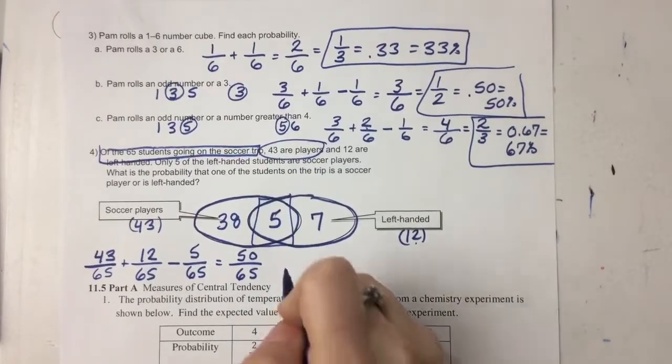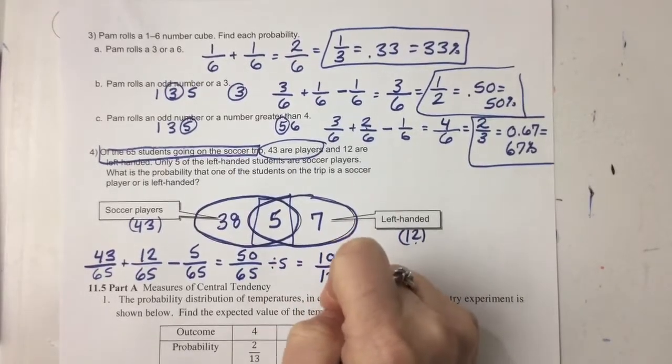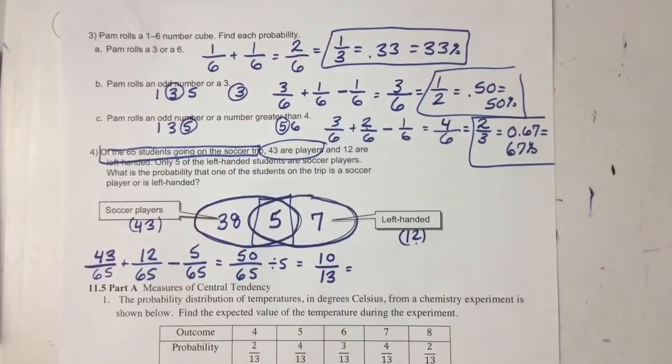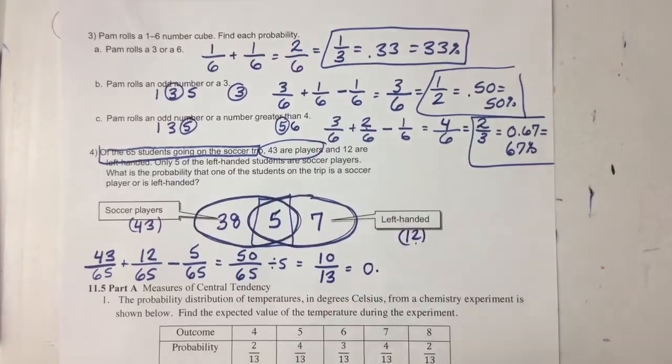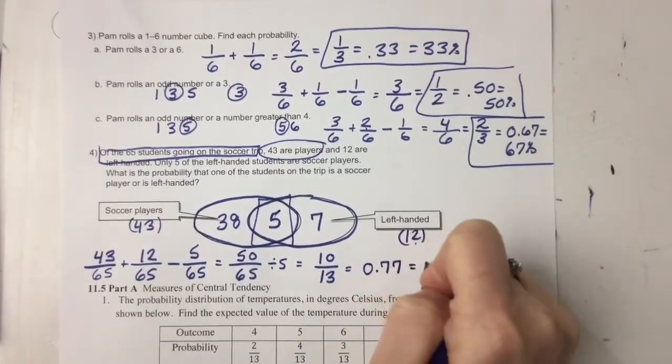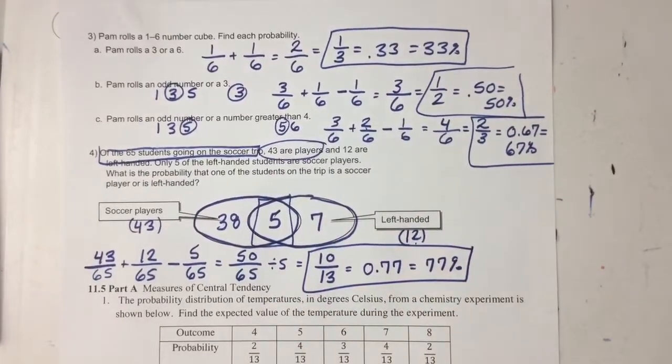We can reduce that by dividing both top and bottom by 5. You would have 10 over 13. Turn it into a decimal. 10 divided by 13 is 0.769, so it's 0.77. 77% chance that if you selected somebody, students who are going on the soccer trip, you're either going to end up with somebody who is left-handed or they are a soccer player.